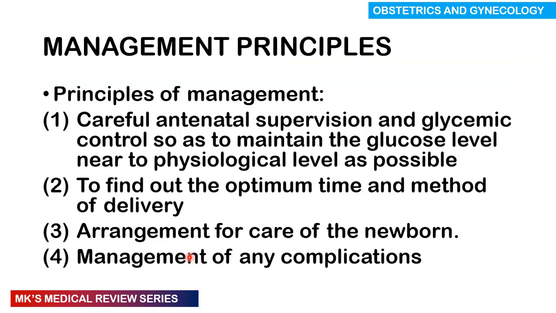Now, how do we manage these patients? What are the principles? Number one, we want to have antenatal supervision and strict glycemic control, so that you maintain the levels of glucose near physiological levels as much as possible. You want to find the optimal time and method of delivery. We'll talk about that. You want to arrange for the care of the newborn, and you want to manage any complications that may arise before the pregnancy, during the pregnancy, and after the pregnancy.